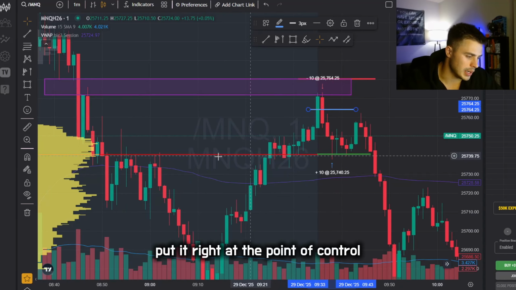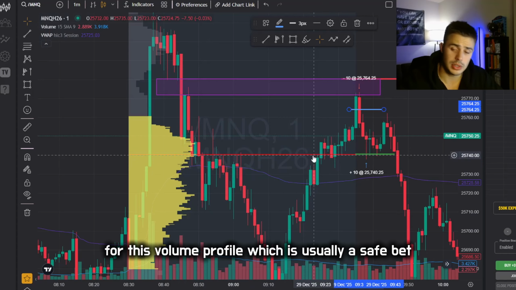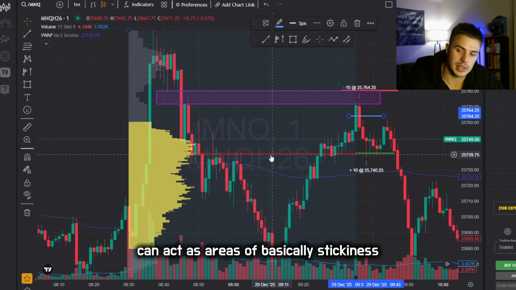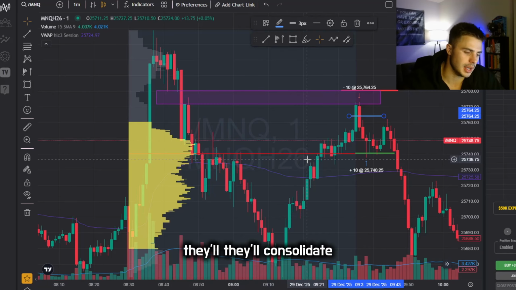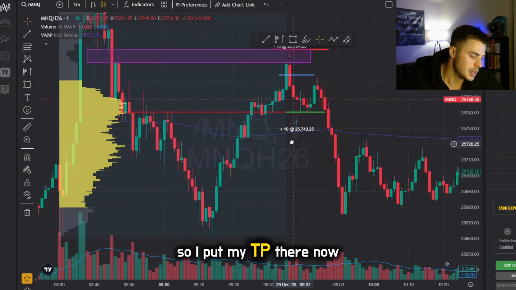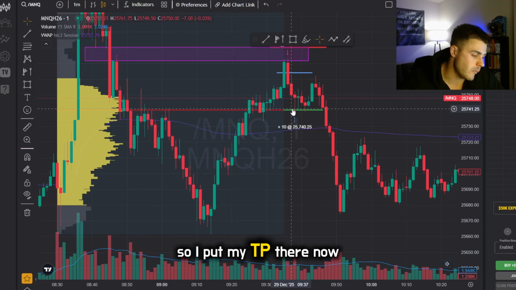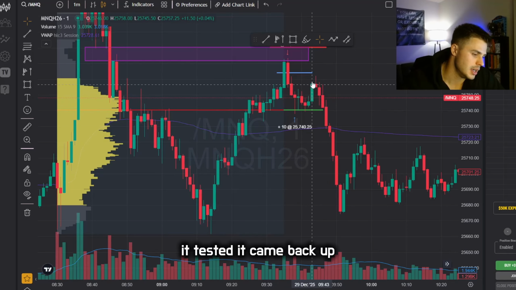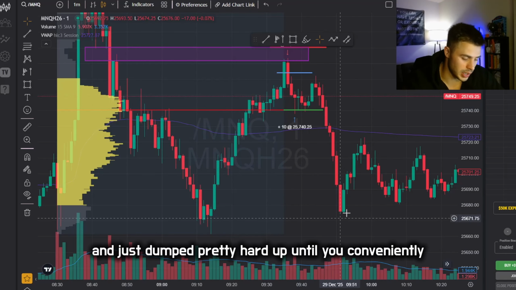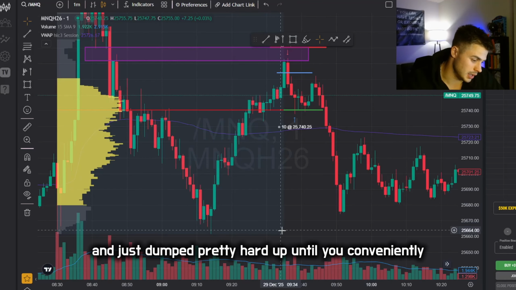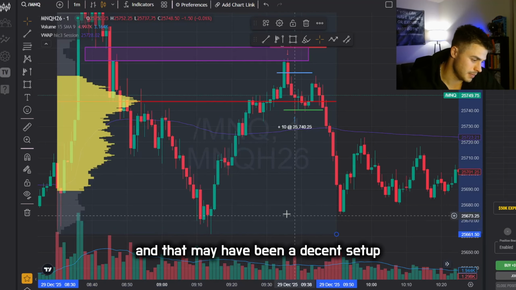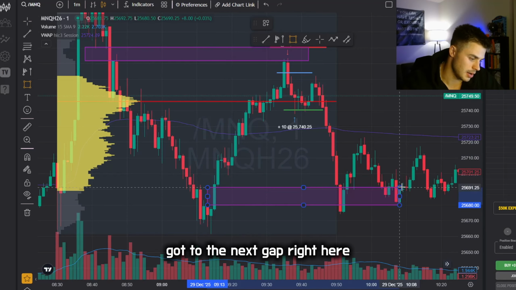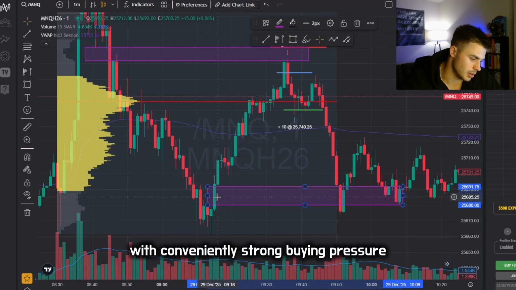And I put my take profit right at the point of control for this volume profile, which is usually a safe bet because the point of control and even high volume nodes in general can act as areas of basically stickiness. They'll consolidate, they can reject, they'll bounce up and down all the time. So I put my TP there. Now, if it breaks a high volume node or point of control, it's probably going to flush, which is what this did. It tested it, came back up, and just dumped pretty hard until you got to the next gap right here with conveniently strong buying pressure.